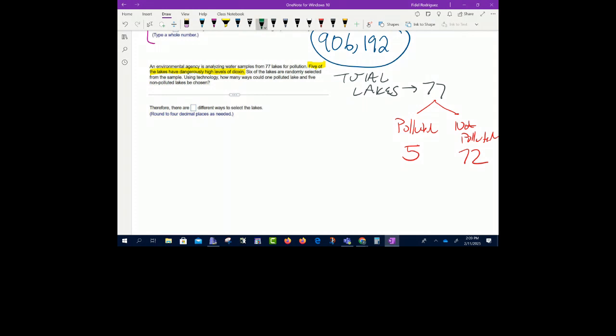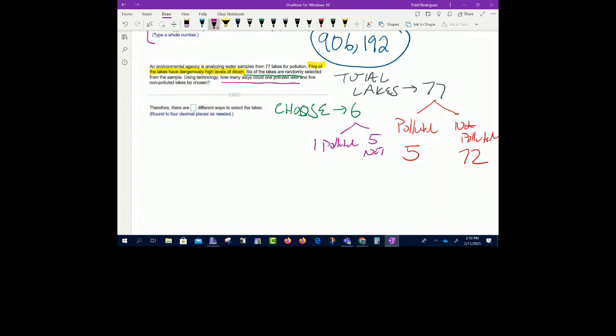Okay, so now, y'all, let's take a look at how many lakes we're going to choose. We're going to choose 6 lakes, right? Now, I'm going to start reading a little bit further. It says, how many ways could we choose one of them that's polluted and 5 that are not polluted? Okay, so out of those 6, y'all, we want to have one of them that's polluted and we want to have 5 that are not.